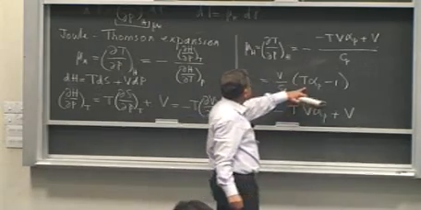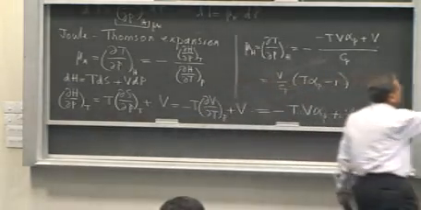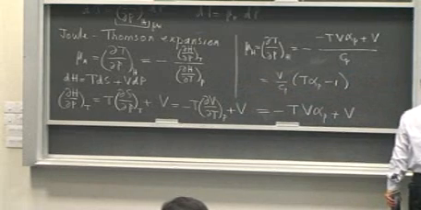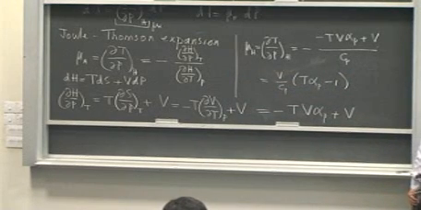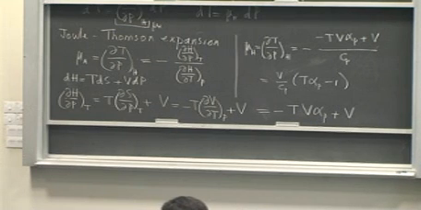So that actually tells you that therefore for ideal gas, mu h is equal to 0.